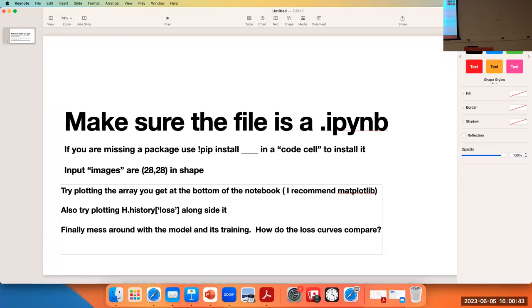Because of your loss function, you just want to minimize the loss function. Period. That's why it's so important, the loss function.